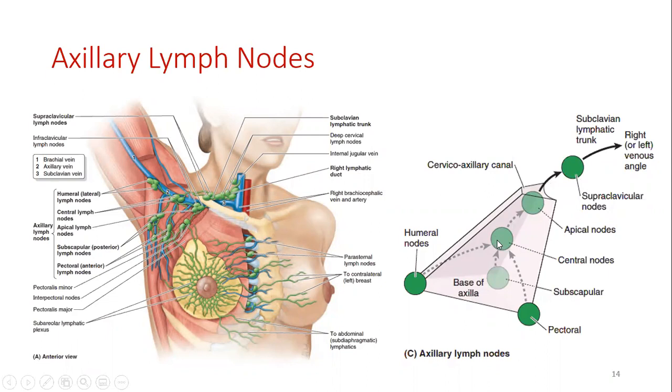Or if you had cancer in the central nodes, it could come from your subscapular or your pectoral or your humeral, but it's not going to come from apical, because again, the lymph fluid travels in one direction and the cancer cells will be traveling with the lymph fluid. So that's one way that they could do it.